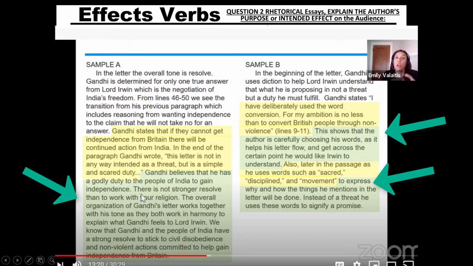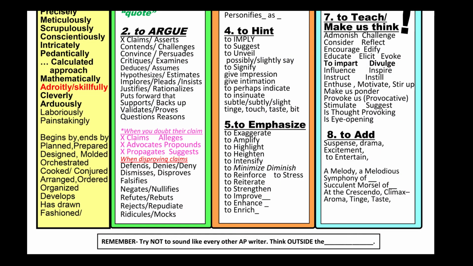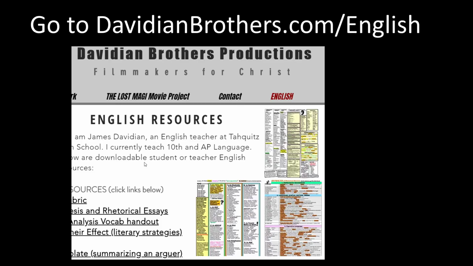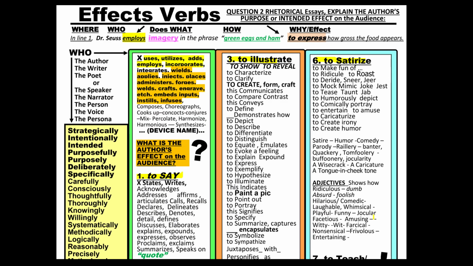And here's a bunch of different words I want to show you. You can always take screenshots of these 2 slides. You can also go to my website and download these pictures in their entirety for free. Just go to davidianbrothers.com/English and you can see all the different pictures. Just download them there. And you'll notice that I use a lot of these in our next video. So go to the website, download those pages, or take screenshots of these 2 slides.